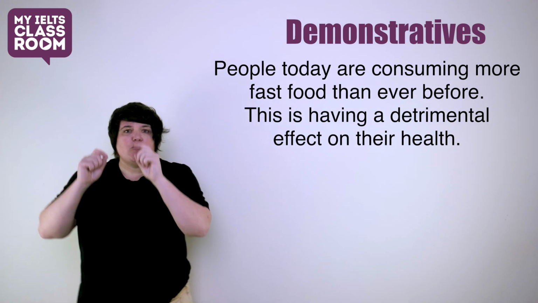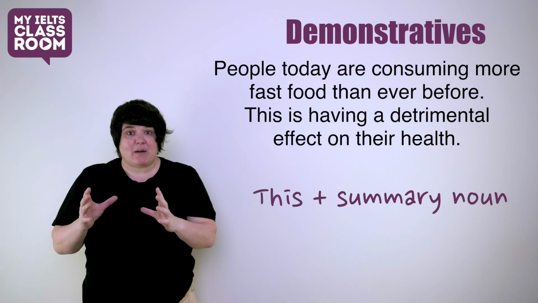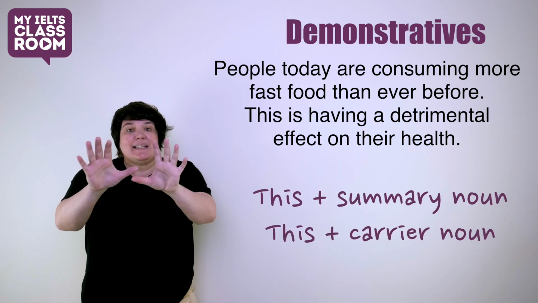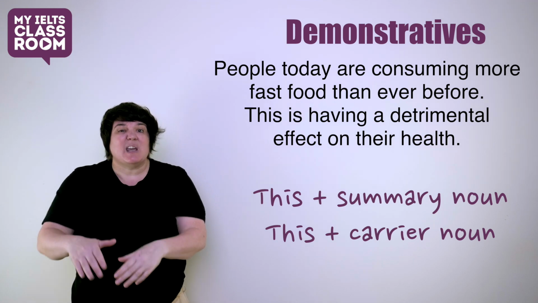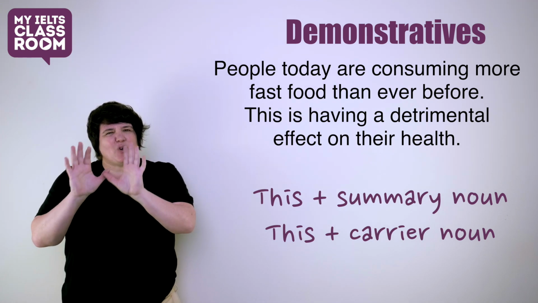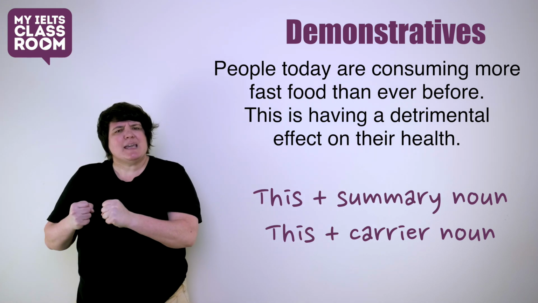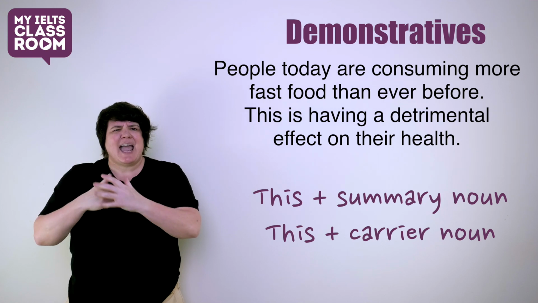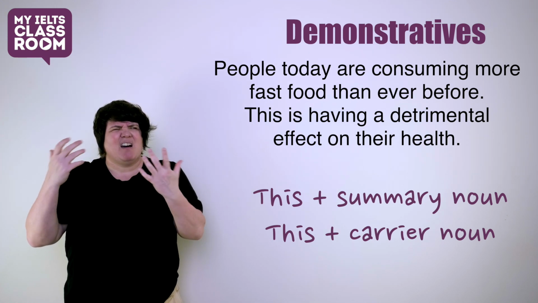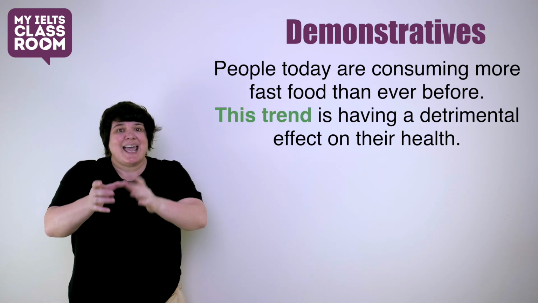This is not where students go wrong there. Where students go wrong is when they follow this with a summary noun. Some teachers may call them carrier nouns. Now, this is a great idea because it will increase your score for coherence and cohesion. But if you're going to use a summary noun, so in this sentence, maybe instead of just saying this, how can we describe the previous sentence? What is it? I guess it's a trend. So we could say this trend.